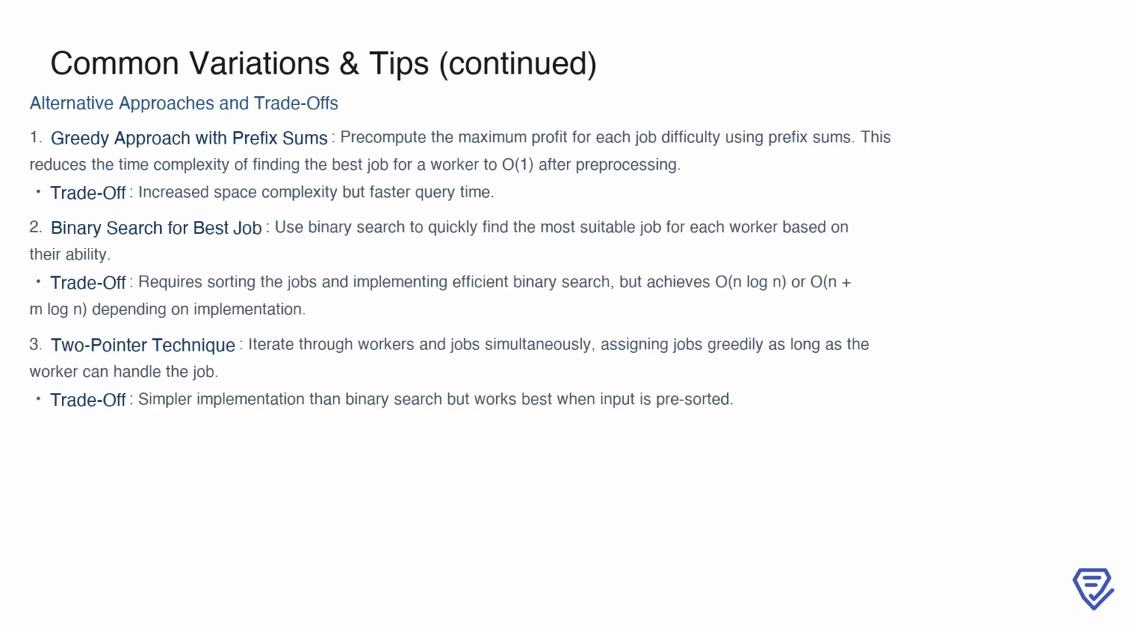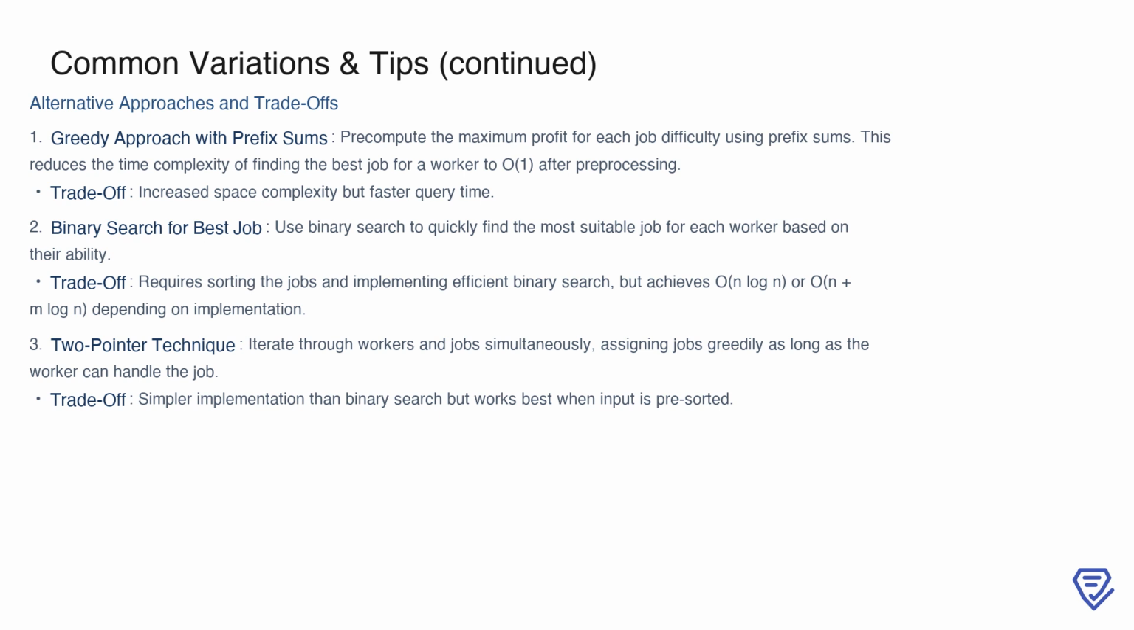There are alternative approaches to solving this problem, each with its own trade-offs. One option is using a greedy approach with prefix sums. By pre-computing the maximum profit for each job difficulty, you can reduce the time complexity of finding the best job for a worker to O(1) after pre-processing. However, this comes at the cost of increased space complexity. Another approach is binary search, which allows you to quickly find the most suitable job for each worker based on their ability. This method requires sorting the jobs and implementing efficient binary search logic, achieving a time complexity of O(n log n) or O((n plus m) log n), depending on the implementation.